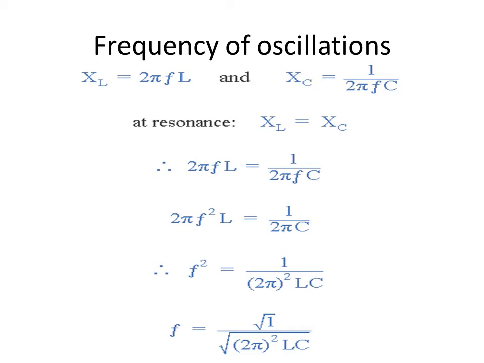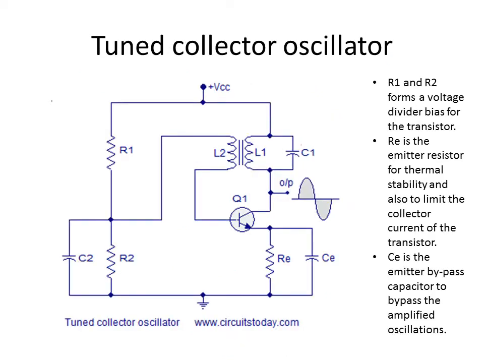Here L is the inductance in the tank circuit and C is the capacitance. But remember, depending on the design of the oscillator circuit, there are many options. You can use many L and many C. So whatever number of L and C you are using, you will have to find the effective value of L and C in the circuit and substitute in this equation, and you will get the frequency of oscillation. This f will be given in Hertz.